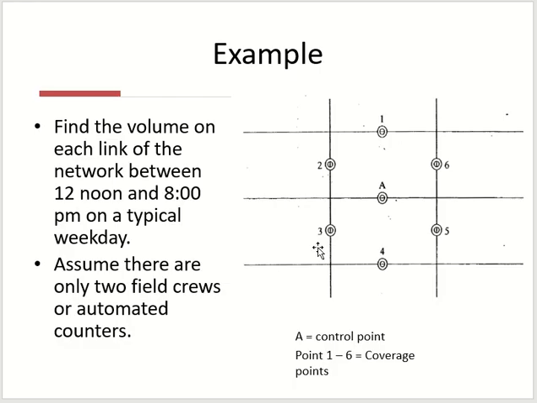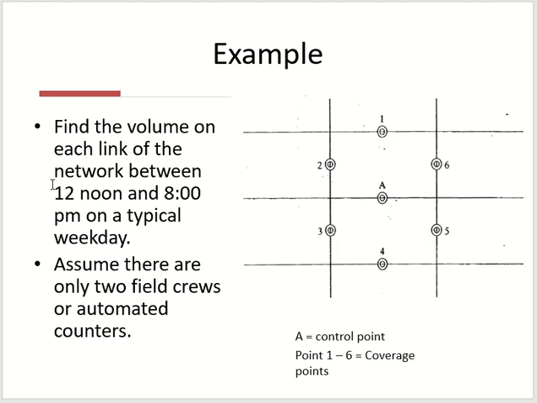Okay, this is an example where we have 7 points, 7 different segments. It goes from 1 to 6, and then we have location A. So 1 to 6 are coverage, and A is a control. As we said, the full time period of study is observed at the control at point A. On the others, we will spend only some part of the time period.